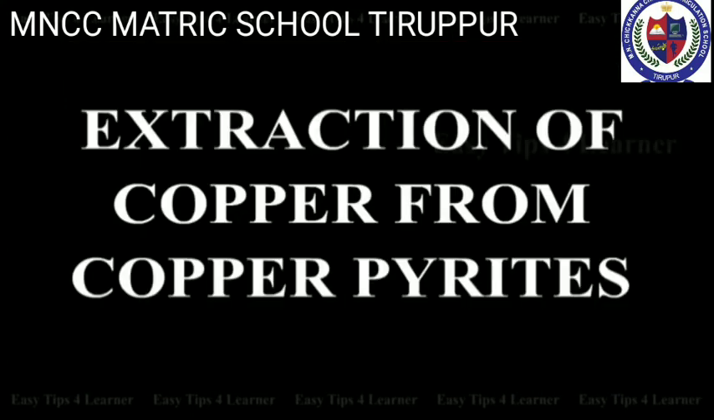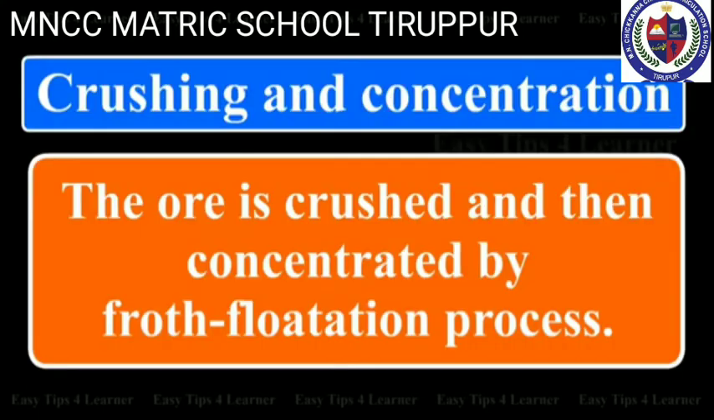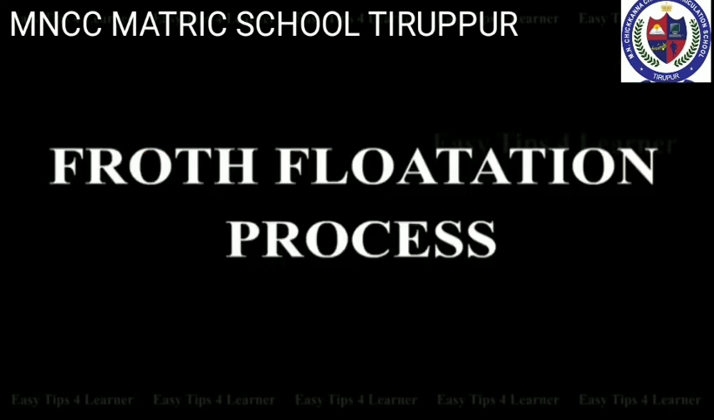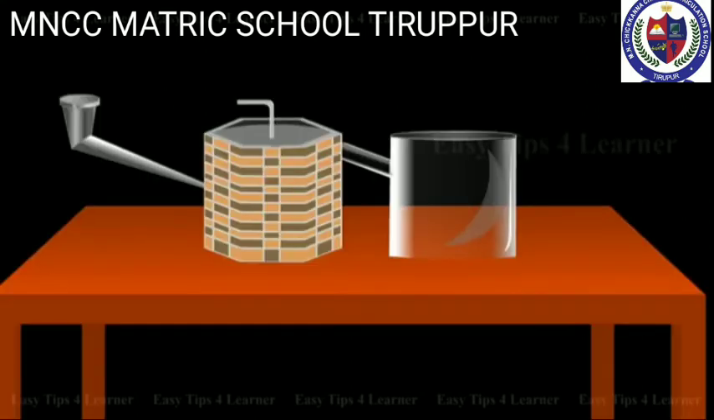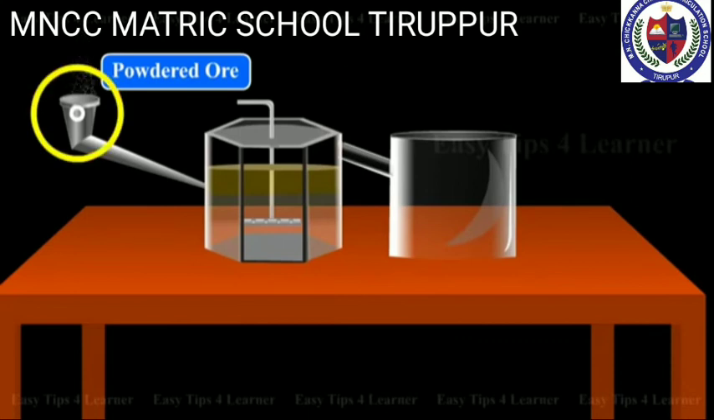Now let's learn about extraction of copper from copper pyrites. The important ores of copper are copper pyrites, cuprite or ruby copper, and copper glance. The chief ore of copper is copper pyrites. It yields nearly 76% of the world production of copper. Extraction of copper from copper pyrites involves the following steps.